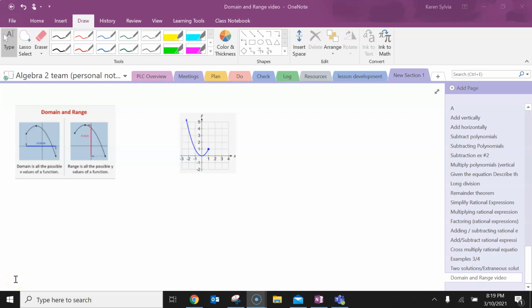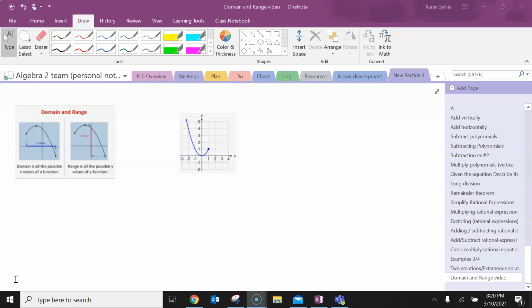When we're describing domain and range, we have to look at them as two separate things. When we're talking about domain being all the x values, we scan left to right and we determine if there is an end or a beginning, and we have to define from beginning to end or infinity to infinity, negative to positive.